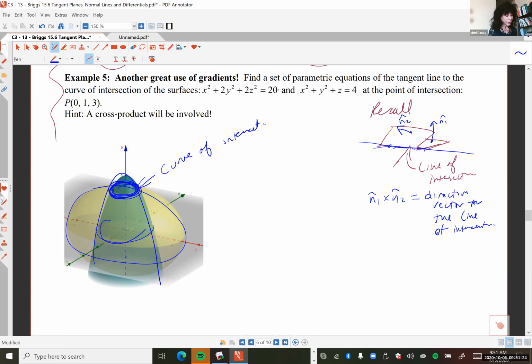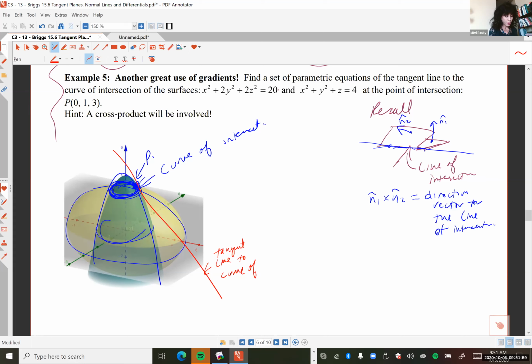So at the point (0, 1, 3), I'm just going to make something up, maybe right here, there's your point P. If I drew a tangent line to that point, would you be able to give me the parametric equations? I'm going to try to draw a tangent line. There you go. Yikes! That's pretty gross. So basically, this is the tangent line to the curve of intersection.